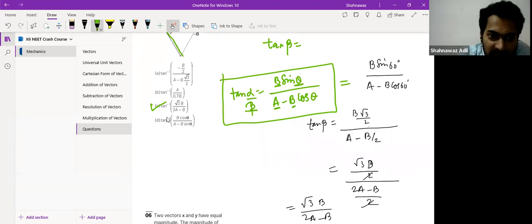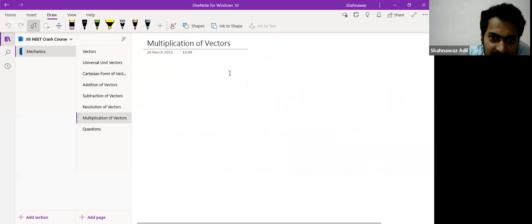Now we'll move on to the next topic, and I will come again with some more questions. So the next topic is multiplication of vectors. And there are two kinds of multiplications. Let me just change the color.